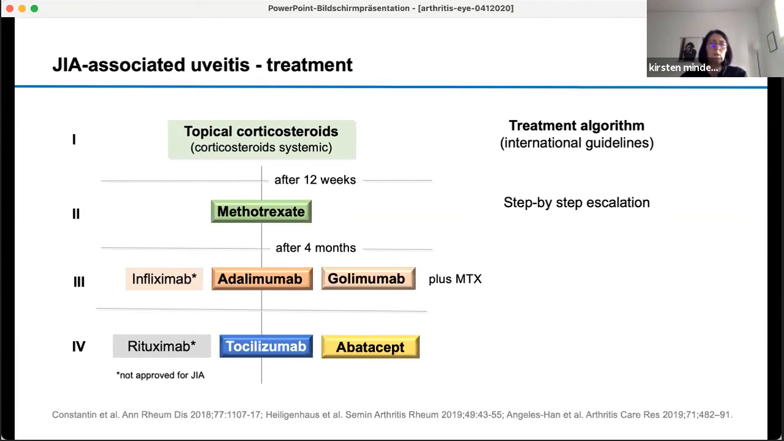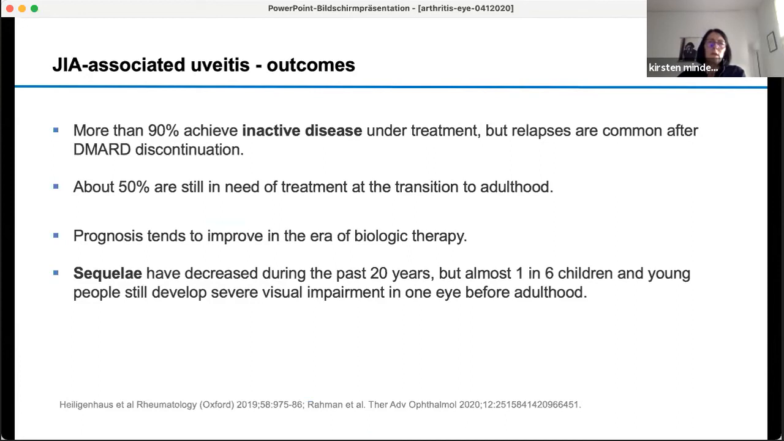Other TNF antibodies are alternatives. About 3/4 of patients respond to an anti-TNF treatment. And if 2 different TNF antibodies have failed, abatacept and tocilizumab are further treatment alternatives. With these treatments, we achieve an inactive disease in over 90% of patients in clinical practice.